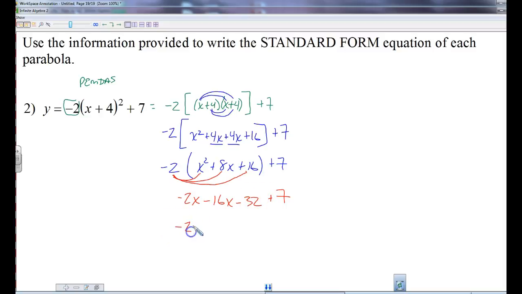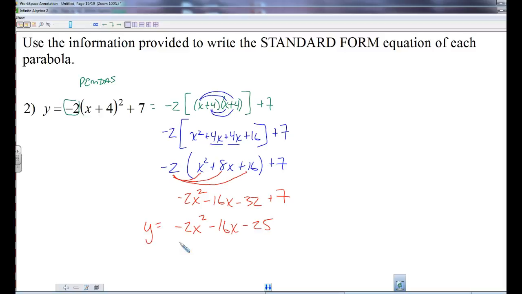So negative 2x, I'm sorry, that's x squared. I forgot my squared here. Negative 2x squared, minus 16x, negative 32 and positive 7. Put those in your calculator and you'll get negative 25. So there we go. Y equals negative 2x squared minus 16x minus 25.